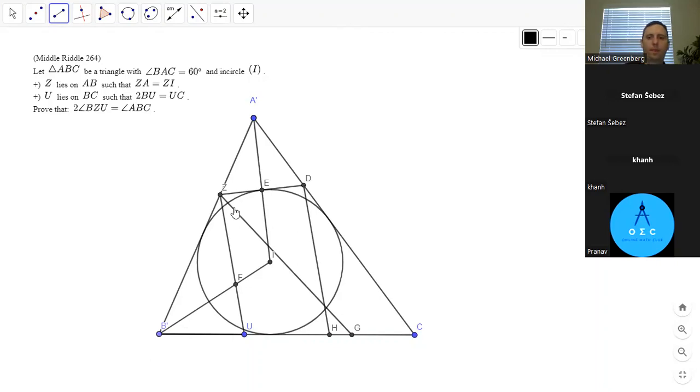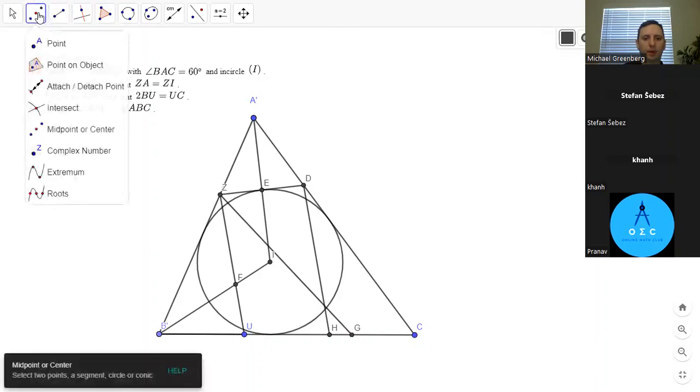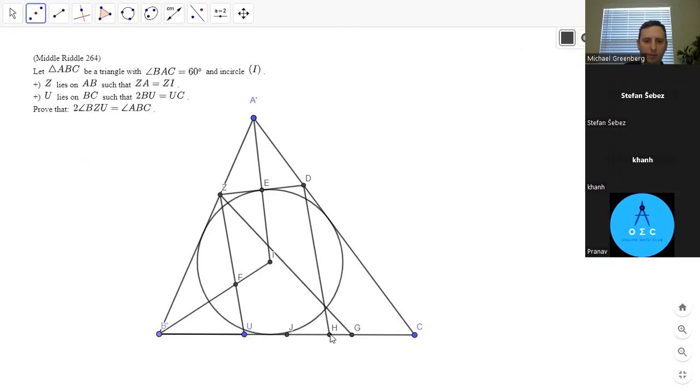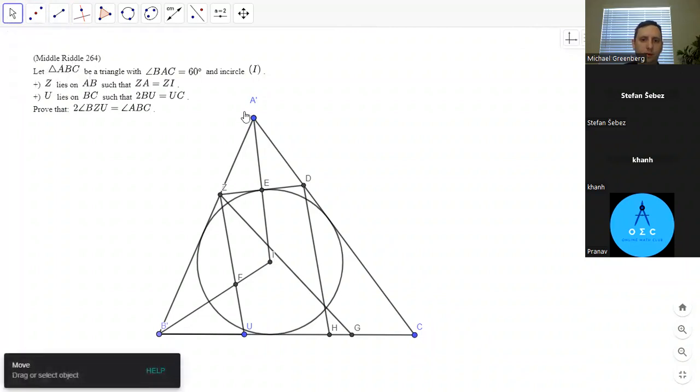I don't know how, I just noticed it. I think it's good because E is the midpoint of ZD. And basically, if we take the midpoint of UH, that's going to be the midpoint of BC. And so, yeah, but then we'd have to show that's parallel. Yeah, that's very interesting.